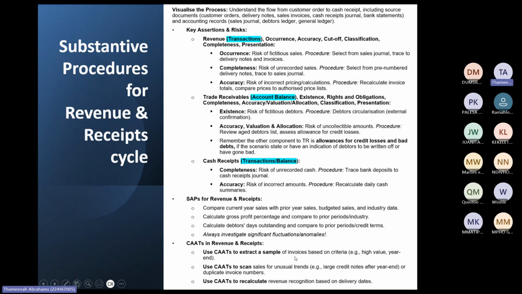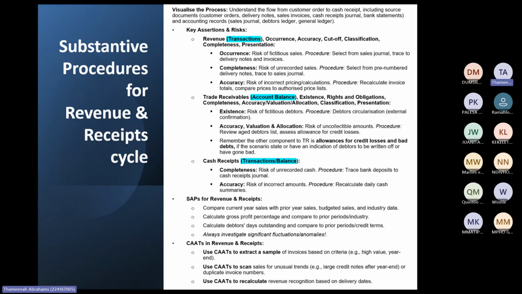So use CAATs to extract the sample of invoices based on criteria, high value. So you see here, they'll use a sample, because remember, sales invoices will be a lot for the year, especially if it's a big company. So there the auditor can't go and use the entire population. So there you can say use CAATs to extract a sample of sales tax invoices. And then basically it depends what the auditor wants. So maybe he just wants all the high value sales tax invoices, or maybe just year-end sales tax invoices to maybe inspect for cut-off issues.